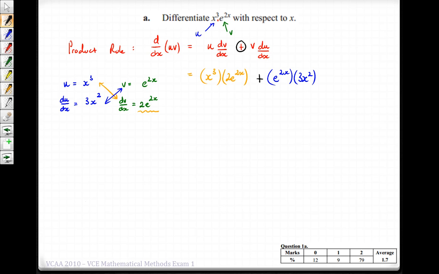Now, perfectly happy with all of that to get our 2 marks, we've shown working and we've got an answer right here. I'm just going to clean it up a little bit. I'd probably bring the 2 out of that front equation, so I'd have 2x cubed e to the 2x plus 3x squared e to the 2x.